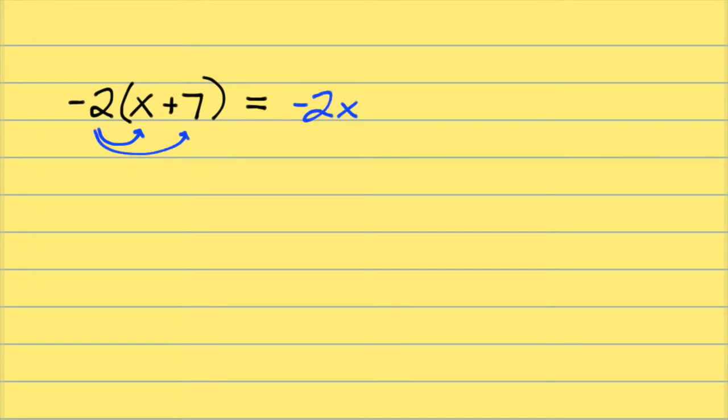So when we do this, we get what are called equivalent expressions. Negative 2 times x plus 7 is one expression. The equivalent expression would be what we get when we distribute. Negative 2 times x is negative 2x. Negative 2 times 7 is negative 14.